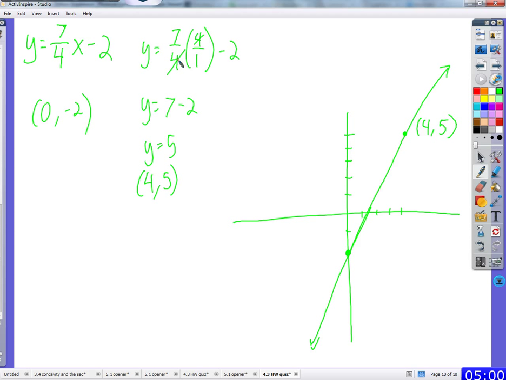What would be the next best after 4? 8. What about in the negative direction? What would be the first one in the negative direction? Go up this direction. Negative 4, then negative 8, then negative 12. On and on it goes.